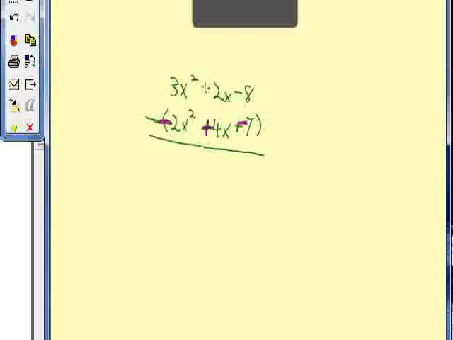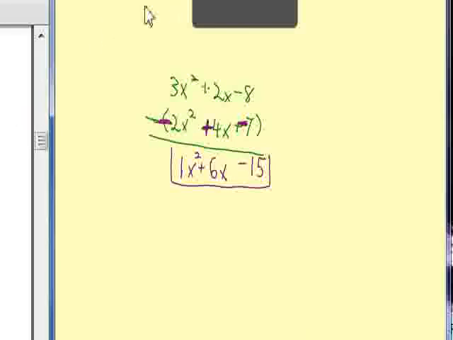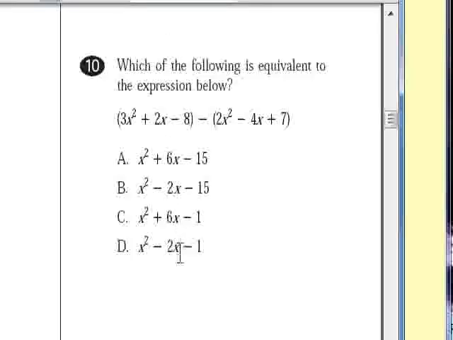So when I add those together, this is what happens. Negative 8 plus negative 7, that's negative 15. Positive 2x plus 4x, that's 6x. 3x squared minus 2x squared, that's positive 1x squared. You can write the 1 there or leave it out, it doesn't matter. And that's my answer right there. Let's see if that's written in there. And if I bring that over, yep, it's right there. Choice A. So I'm going to stop this video and start another.